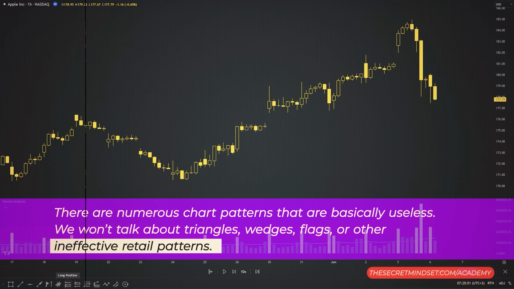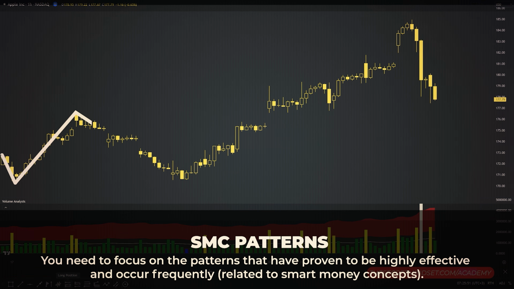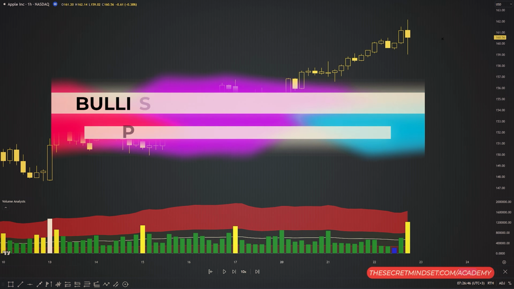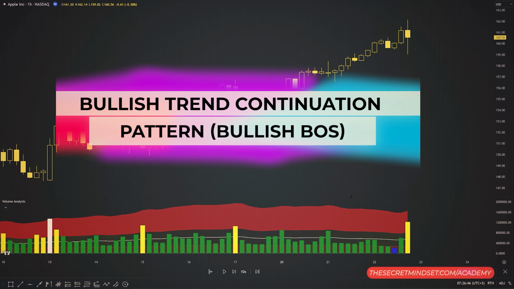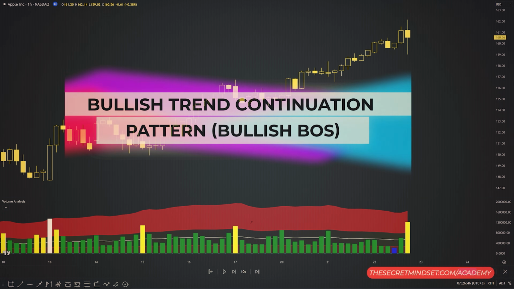Now, there are numerous patterns that traders use to analyze the market, but we won't talk about triangles, wedges, flags, or other ineffective retail junk. No, we will analyze the patterns that have proven to be highly effective and occur frequently. Some of the patterns are retail, but some of them are related to smart money concepts. The first one is the trend continuation pattern, or if you study ICT, the break of structure pattern, the BOS.